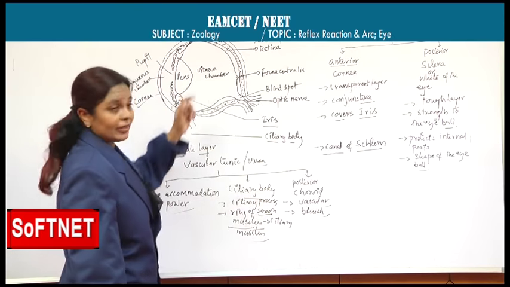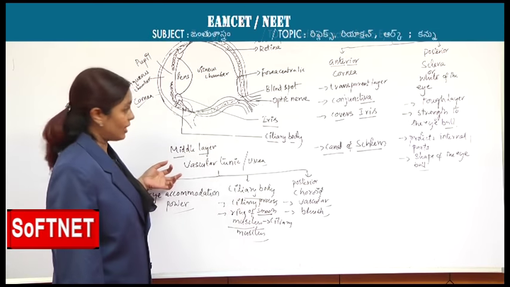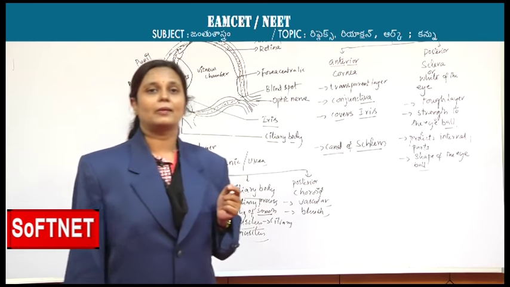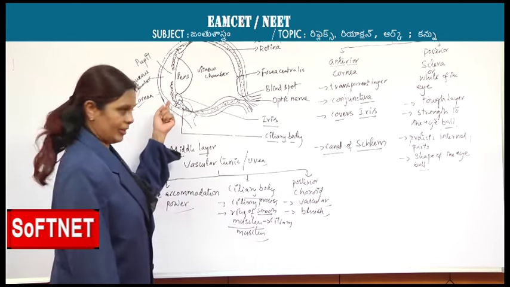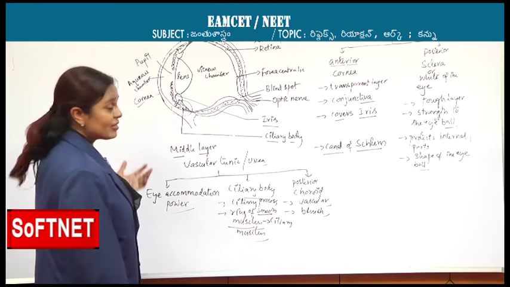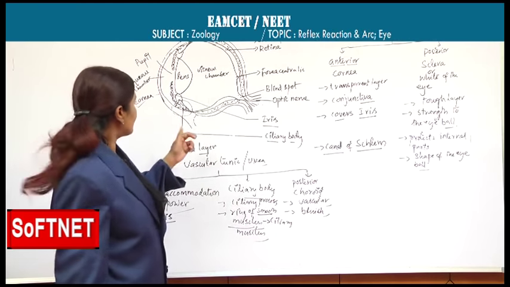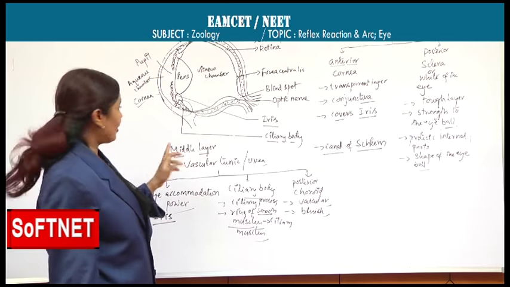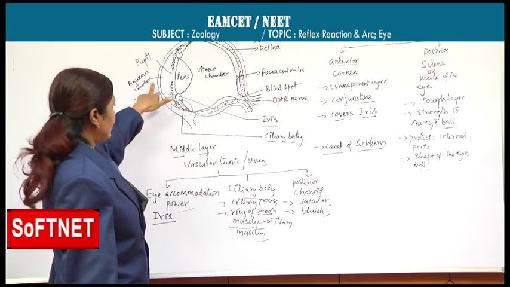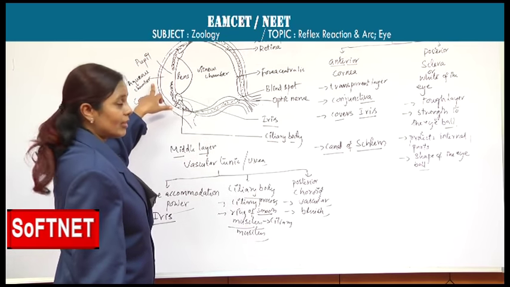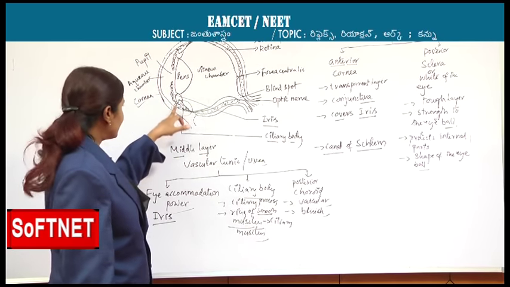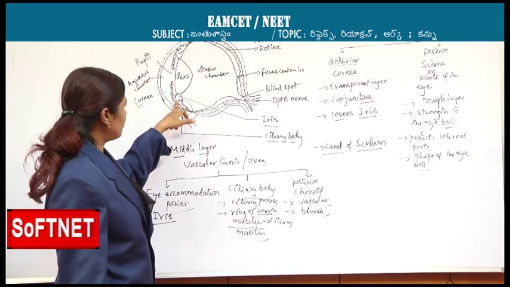Next, the third part of this vascular tunic is nothing but the iris, the pigmented portion of the eye. Okay, and where is this iris present? The iris is present, suspended, between the cornea and the lens. It is present between the cornea and lens and is attached to the ciliary process.